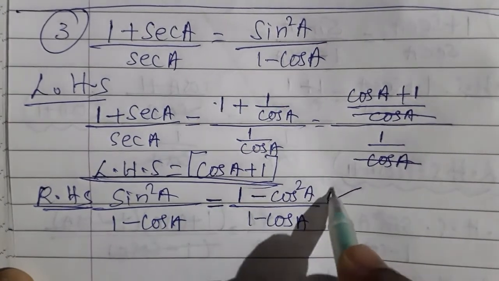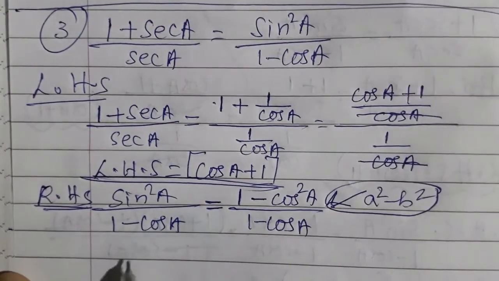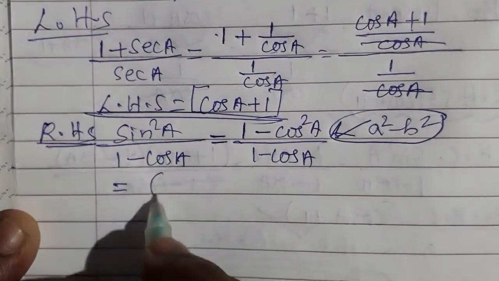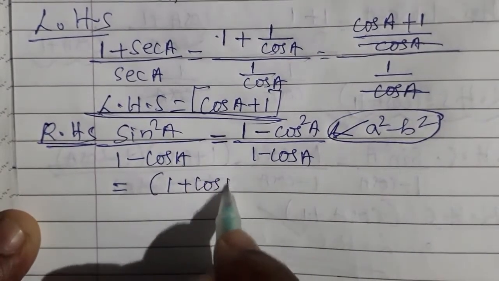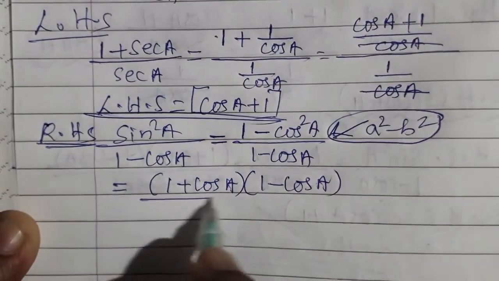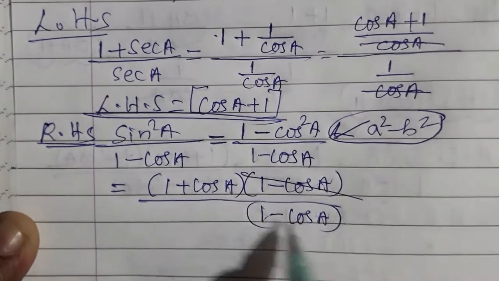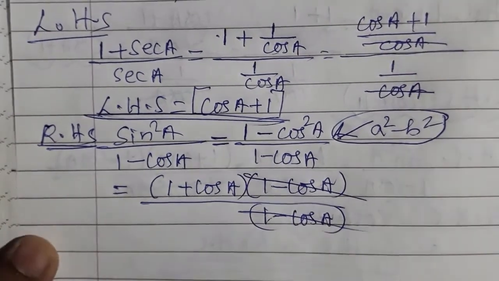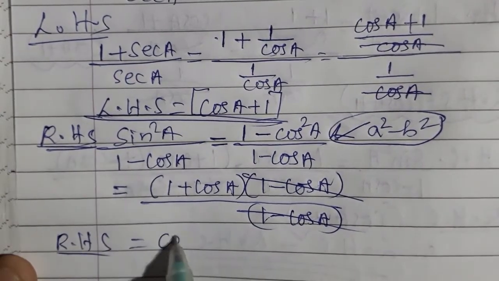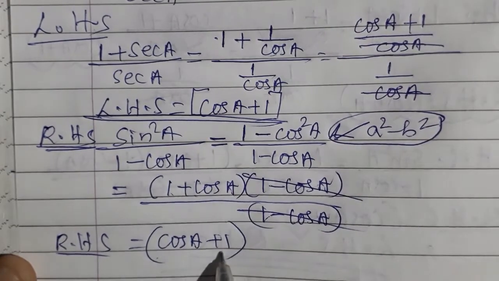Now you can notice this is in the form of A square minus B square. So A square minus B square, definitely I can write it as A plus B into A minus B. So 1 plus cos A into 1 minus cos A by 1 minus cos A. Now you can notice 1 minus cos A, 1 minus cos A is cancelled. What is remaining on the right hand side? Cos A plus 1. 1 plus cos A can also be written as cos A plus 1.